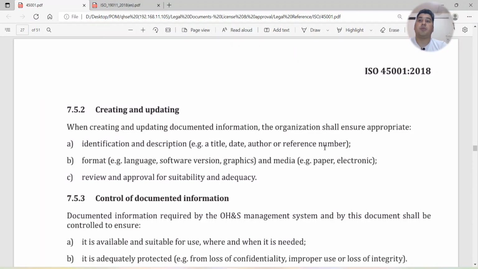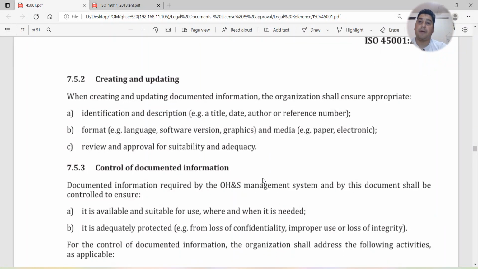The format: what is the format that you are using? For example, language, software version, graphics and media, paper or electronic, and review and approval for suitability and adequacy. Maybe you are creating one SOP. When you are going to review that one, who is going to approve that SOP? And is it suitable, is it adequate or not? So these things also need to be included whenever you are creating and updating any document.